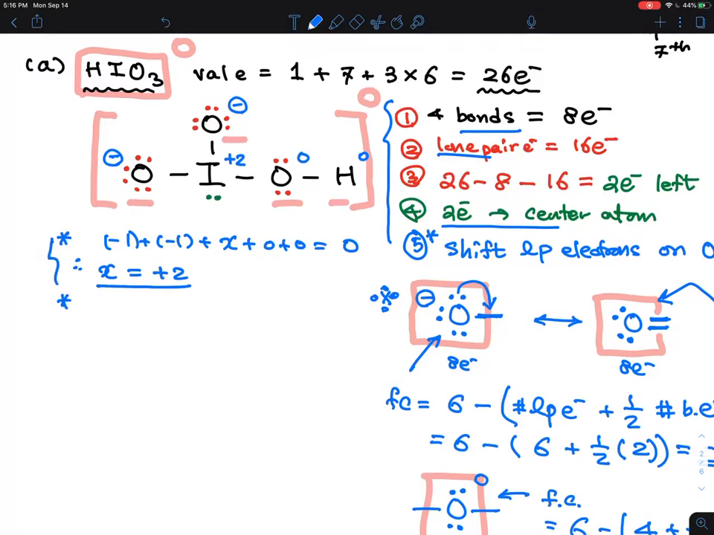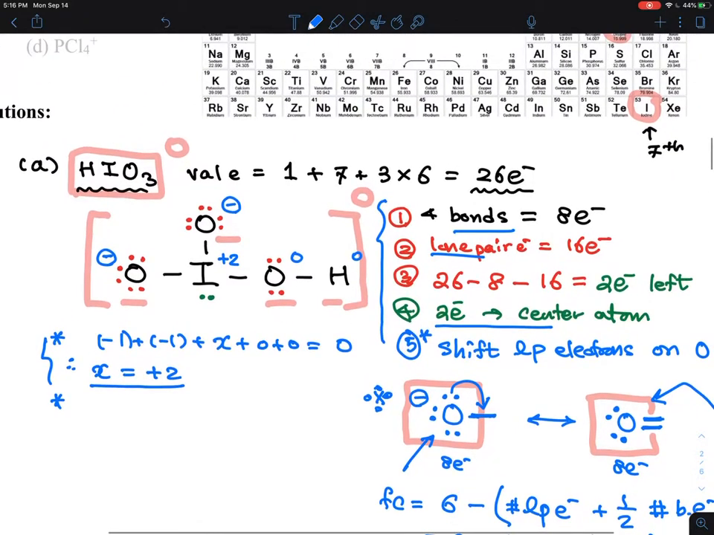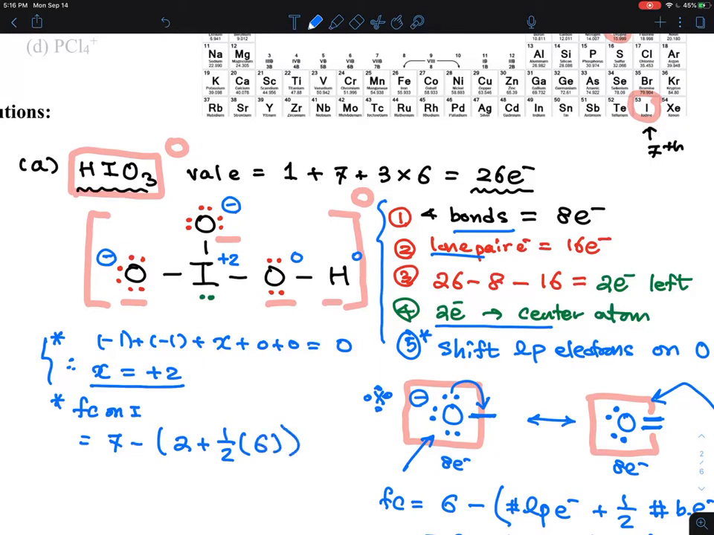A more conventional way is to look at the formal charge on the iodine. Okay, iodine, where are you? The 7th. The 7 is the valence shell electrons, minus how many lone pair electrons? You have 2. And then half of 3 bonds, so 6 electrons, which is 3. So 7 minus 5 is a +2. Right? So that's why it has a +2.